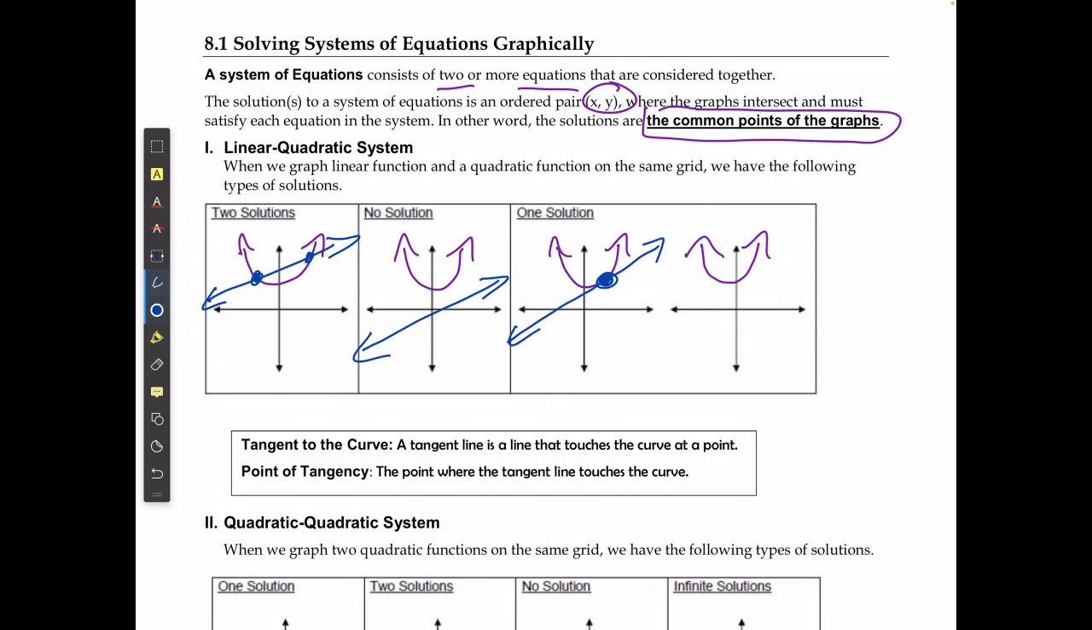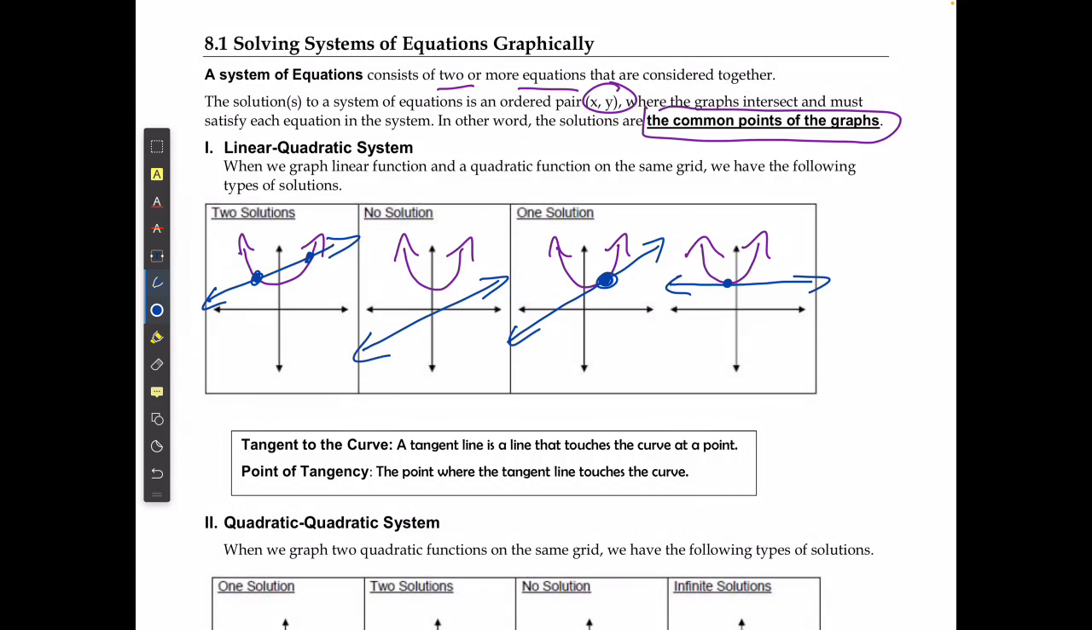Or I can have a solution where it's in the form of x equals, where if I had a perfectly vertical line, it would cross once and never touch it again. Or if I have y equals, where it's a perfectly horizontal line, and y equals the q value or the y value at the vertex, it's going to touch once on that point and never touch again.